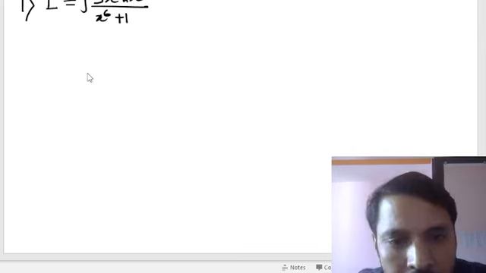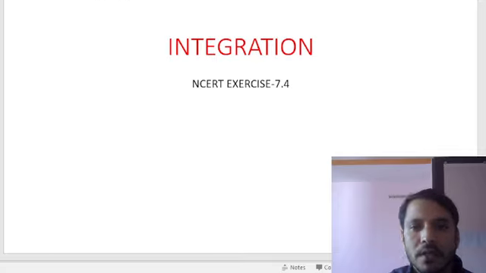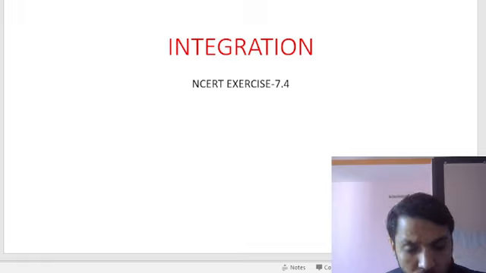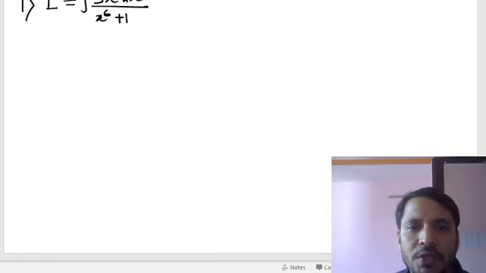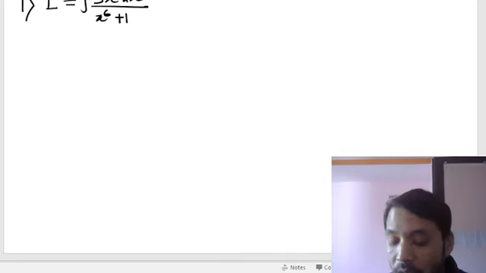So hello everyone, we are going to start today the new exercise, that is integration NCERT exercise 7.4. So the question number 1, here we have given integrate 3x square dx by x to the power 6 plus 1. How we can integrate it?